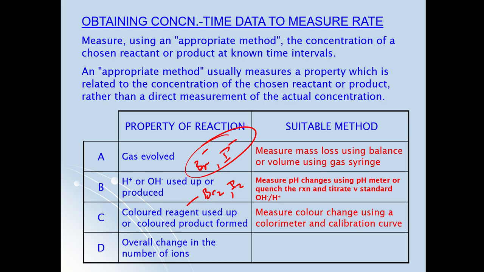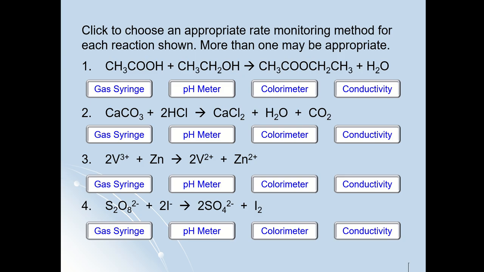If we have an overall change in the number of ions, okay, well, we can measure that by a change in conductivity using a conductivity meter. That's not really on the CS spec, but I put it in here anyway. Okay, just in case it might pop up for some reason, they could still give it to you and give you some information about it.